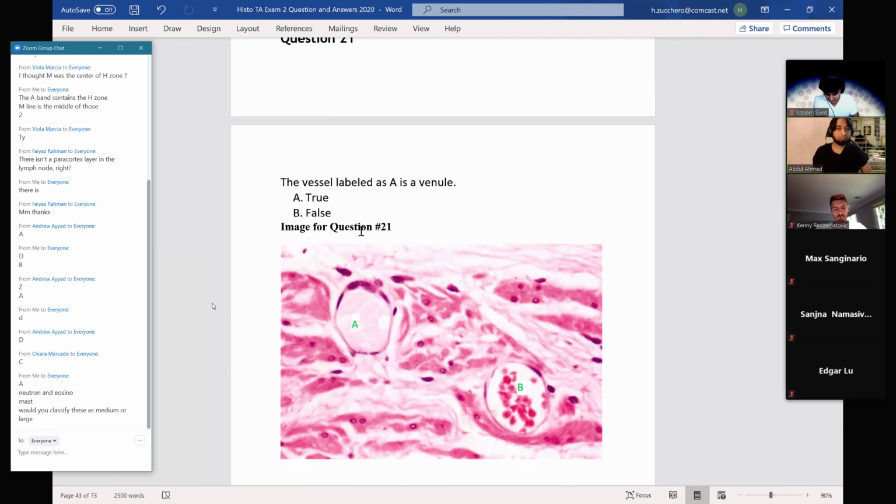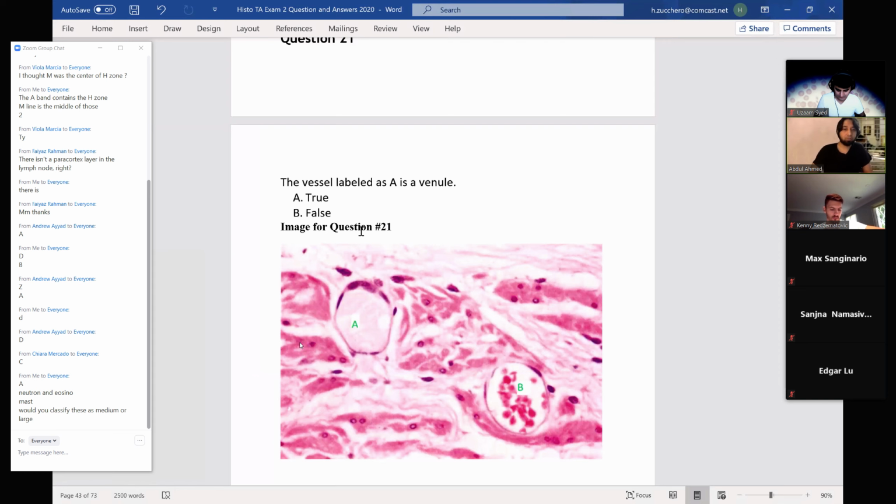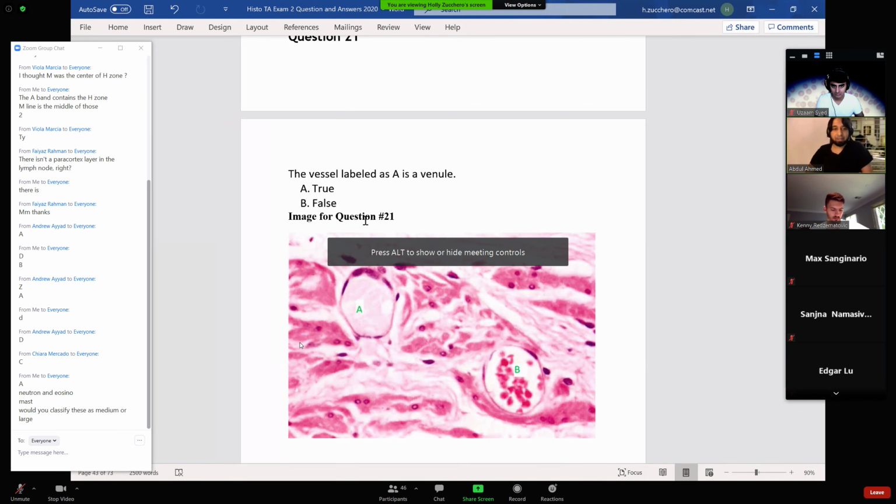Okay, so you guys know what A is and what B is? Can somebody tell me what A is? Well, is the answer true or false? Let's start off with that. False. Yes, the answer is false. So A is not a venule.